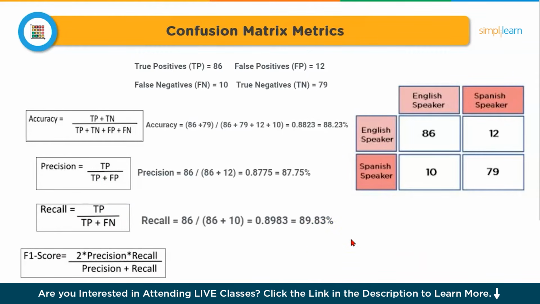And the last one is the F1 score. It is the harmonic mean of recall and precision. It is useful when you need to take both precision and recall into account. In this case, the value is 88.77%. So now let's jump into the demo part and see how we can get these values, accuracy, precision, recall, and F1 score, from our dataset hands-on.